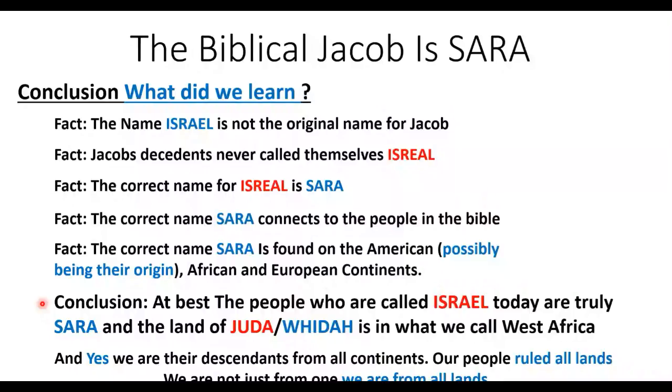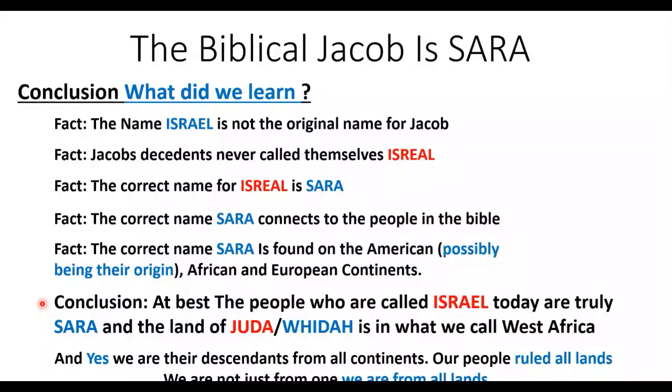Conclusion. At the best, the people who are called Israel today are truly SARA, and the land of Judah is Weda, and that's in West Africa. And yes, we are the descendants from all continents. Our people rule all lands. We are not just from one land, we're from all the lands.